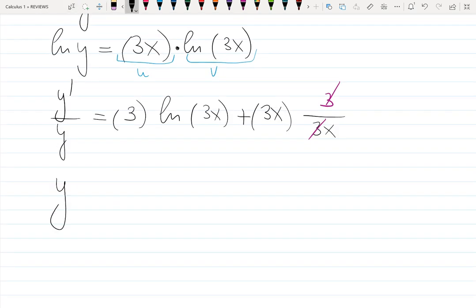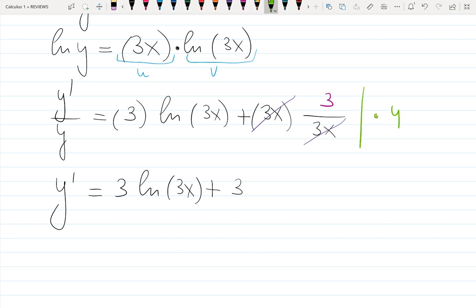Do you remember the last step? Y prime equals 3 natural log of 3x plus, actually I will not even cancel this out. I will cancel instead the whole 3x part and 3x part. That's even cooler. So it's going to be plus 3. Is that all? Nope. Don't forget to multiply. Let's use another color. Don't forget to multiply by y.